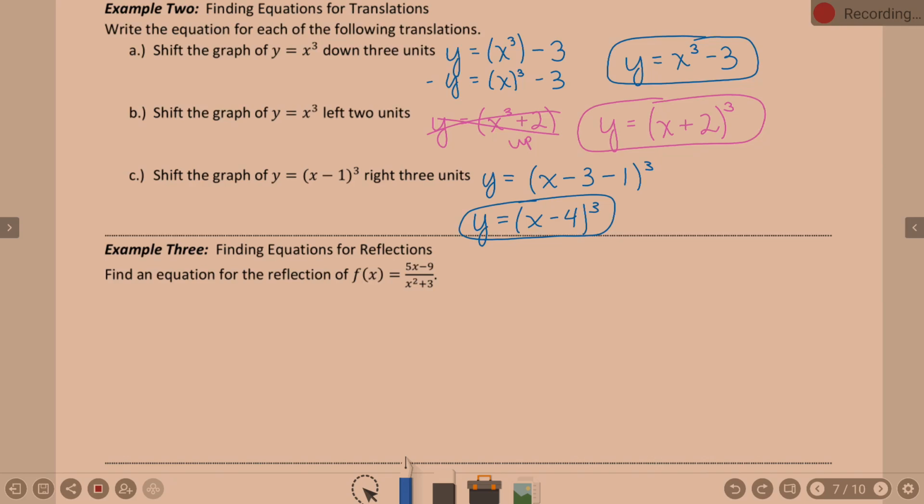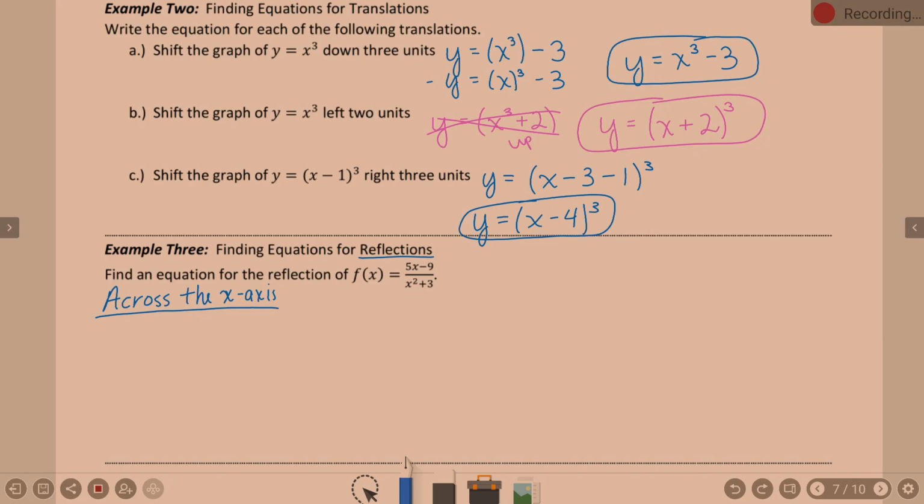We're going to start by reflecting this across the x-axis. The first one we're going to do is the x-axis. So we're going to reflect across the x-axis.